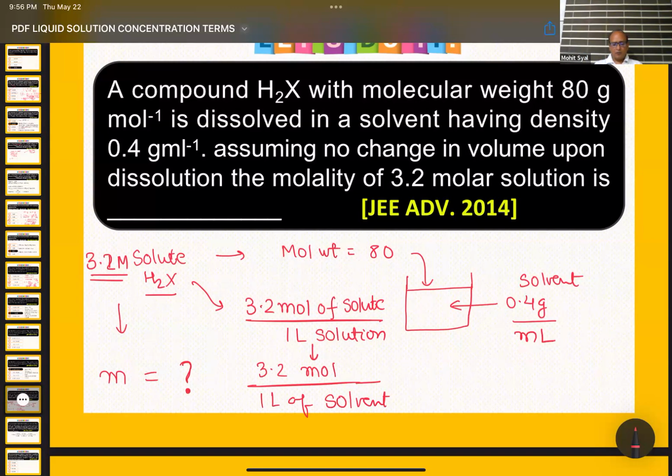And now we need to get molality. So in the numerator we need 3.2 mole of the solute, that is already there. In the denominator we need the mass of solvent in kilogram. We can get the mass of the solvent very easily. Ibrahim, how are we going to get the mass of the solvent?